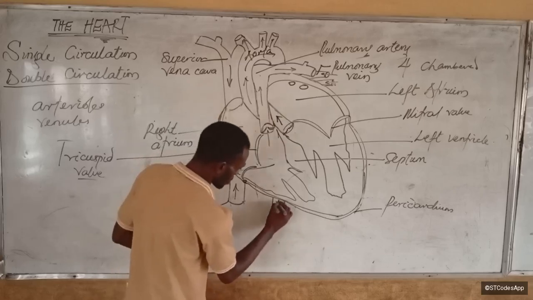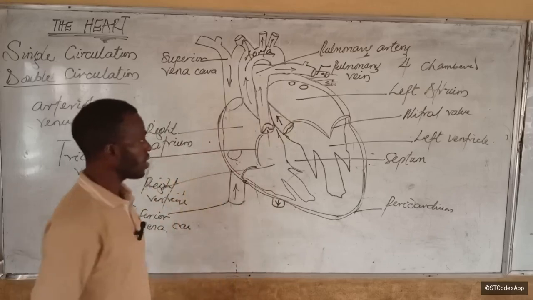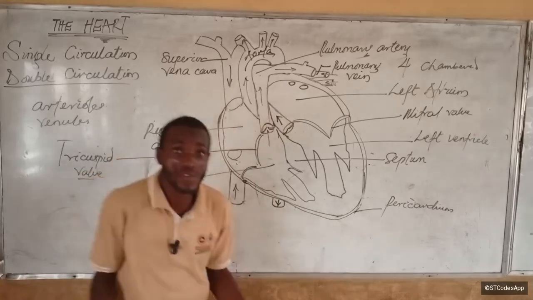So you're going to notice this is coming down. This is also the aorta. Is that okay? All right, and that is all for circulation.